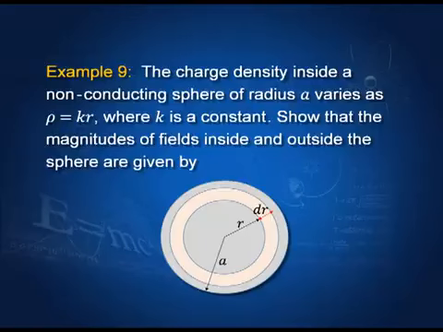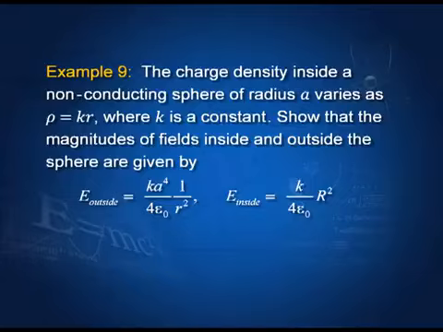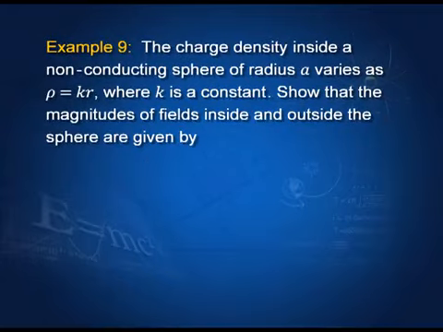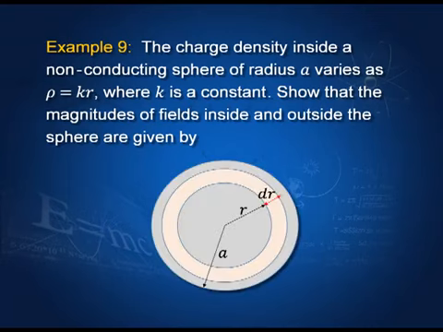All right, let us take a slightly different case. The charge density inside a non-conducting sphere of radius a varies as rho equal to k r, where k is a constant. Show that the magnitude of the field inside and outside the sphere are given by these expressions. We shall find them. Let us see the situation first. We are given the charge density inside a non-conducting sphere of radius a. So, this is the sphere of radius a, and the charge density is not constant, but a function of r.